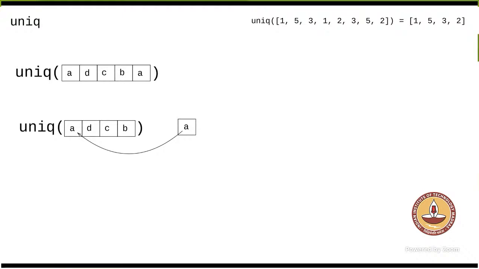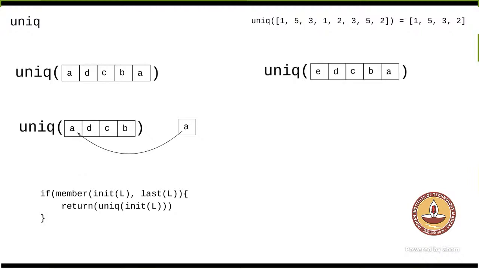Rest of init of L. Unique of init of L. Yeah. So if A is present, if last of L, A, is present in init of L, A, B, C, B, right? Then you return unique of init of L. You throw away last of L, you only return the unique of init of L.